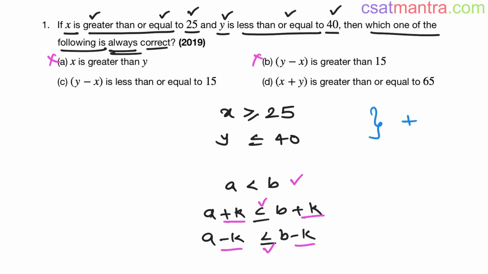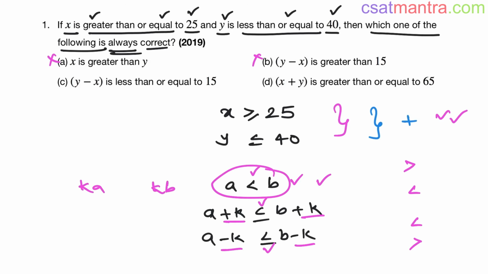Clear, right? For two inequalities, you can only add them. For a single inequality, if you multiply with minus, the sign will change, my friends. Greater than will become less than, and less than will become greater than. Clear, right? And if you multiply a single inequality with a positive number on both sides, say ka and kb, then the inequality sign will not change, my friends. You are multiplying with a positive number on both sides, so the inequality sign will not change.